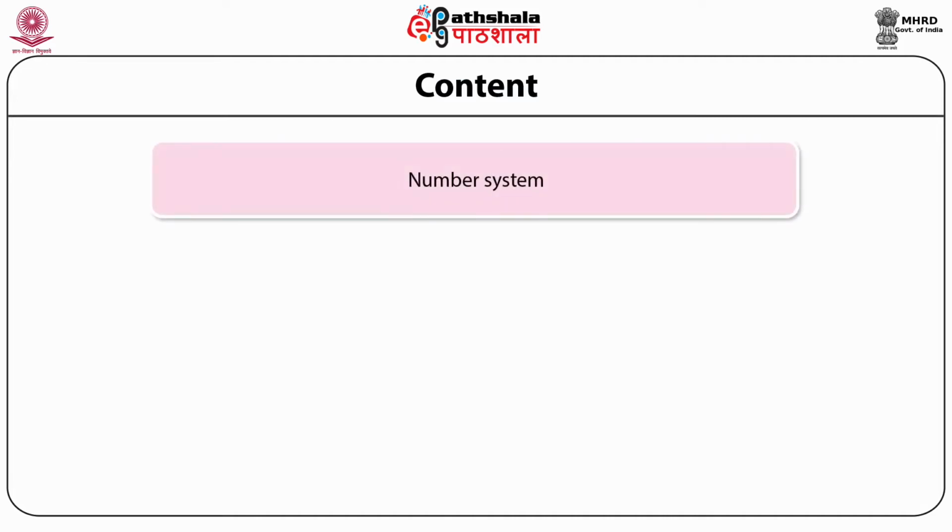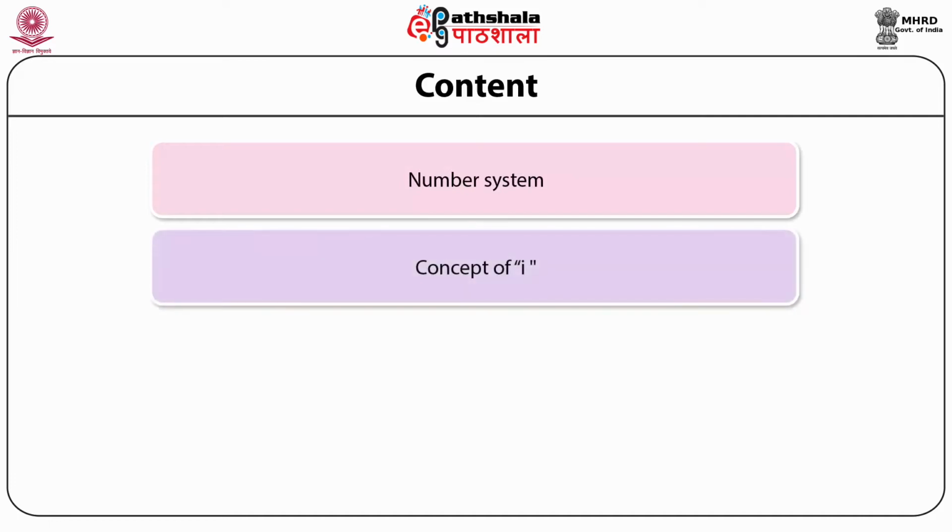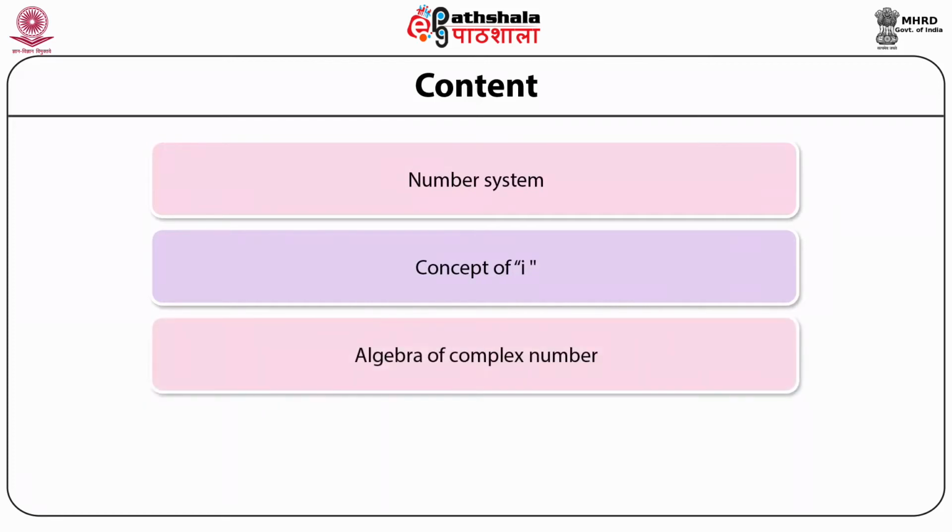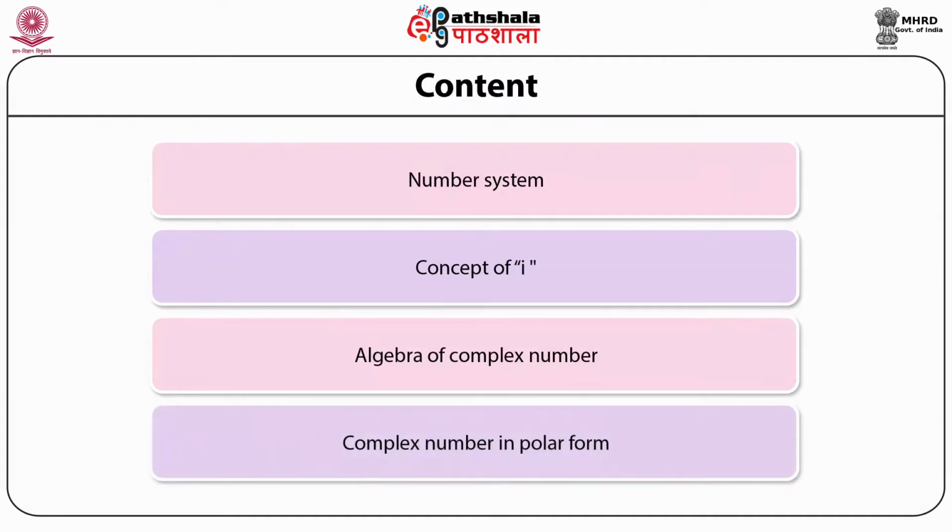The second is the concept of i, which is indicated for the imaginary axis. Then we will see how the algebra, the addition, multiplication and so on, works for complex numbers, and how a complex number can be written in the polar form. These are the four things that we are going to focus on in the content.